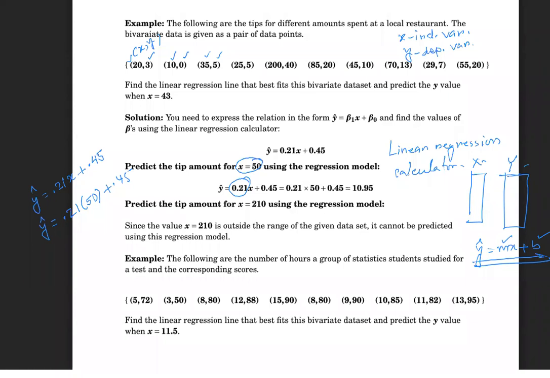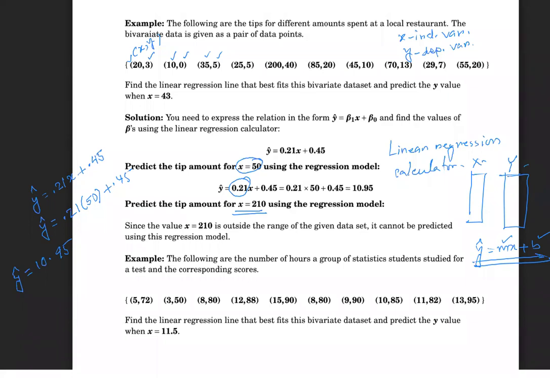So according to this regression model, the person who comes in next and spends $50 is likely to pay $10.95, or roughly about $11 in tips. And that is the beauty of this regression model. Now, what about if somebody comes in and spends $210? According to this regression model, what should be the tip amount?